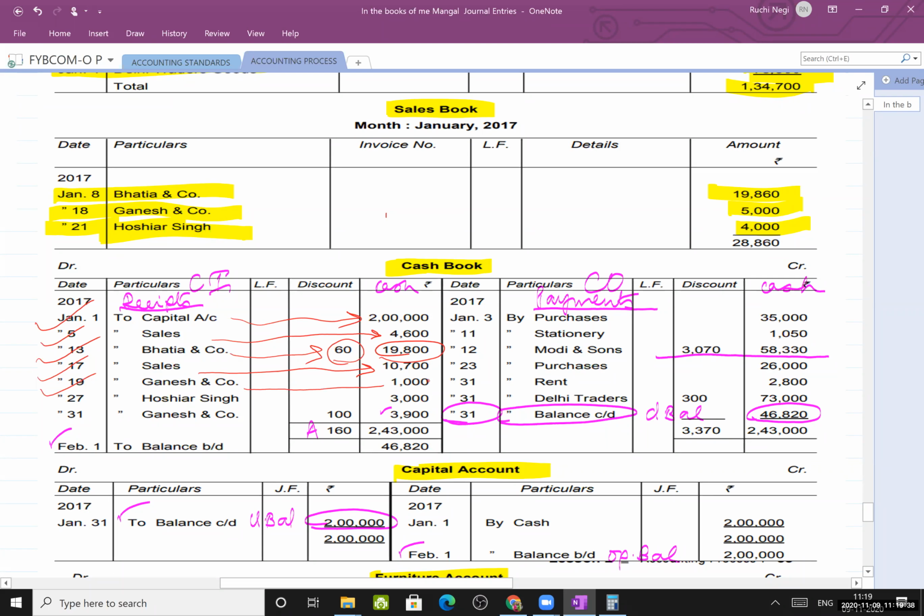19th Jan, Ganesh and company, cash received from him 1,000. 27th Jan, Hoshiar Singh paid 3,000 rupees. He was declared bankrupt, right? So he owed us 4,000 but could pay only 3,000. So 1,000 is our bad debts, so it will not come here. When you make the ledger of bad debts, it will go there. And then 31st Jan, received from Ganesh and company and we allowed them discount 100 rupees. He was supposed to pay us 4,000 but we gave him a discount of 100 rupees, so he paid us only 3,900. So this is the cash incoming side, the receipt side of the cash book.